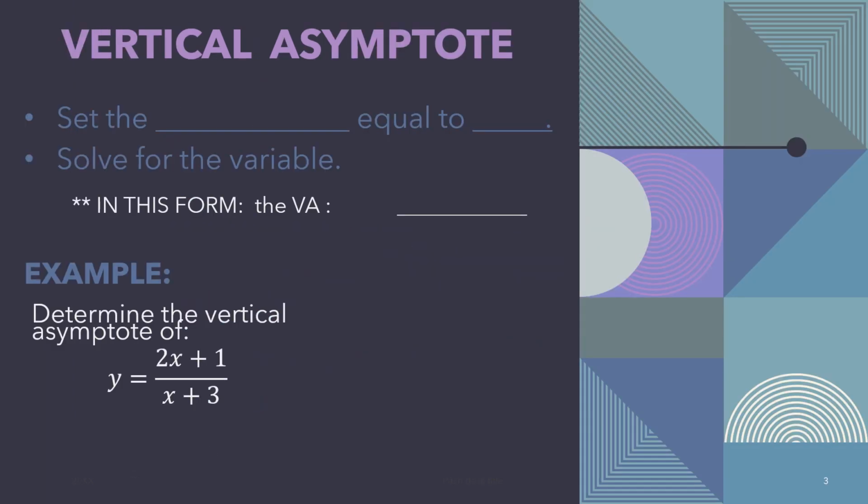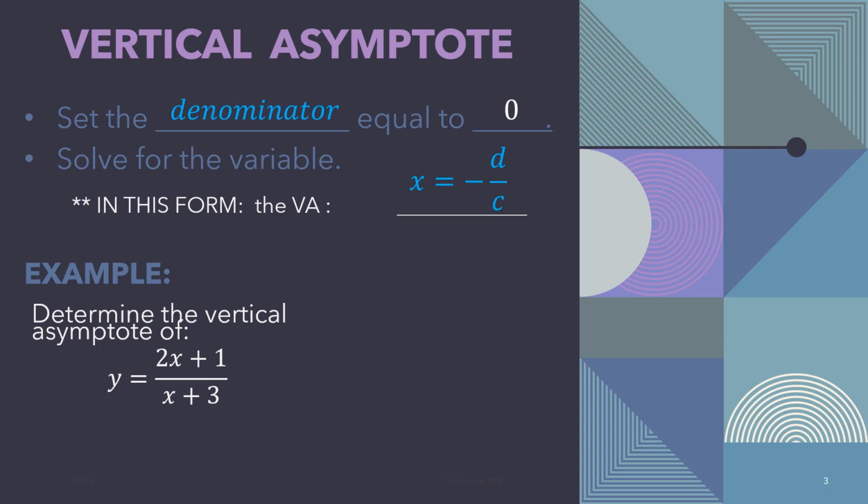So in order to determine the vertical asymptote, if we're in this form, y equals ax plus b over cx plus d, we first need to set the denominator equal to 0. We can do that to get any vertical asymptote. Then we'll solve for the variable, and that will give us the value of that vertical asymptote. When we're in this form, we can take the opposite value of d and divide it by c, the coefficient of x in the denominator.